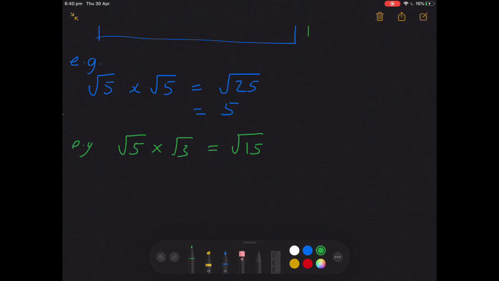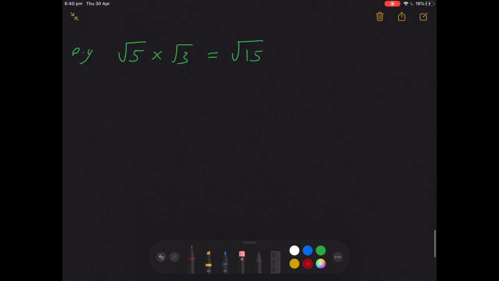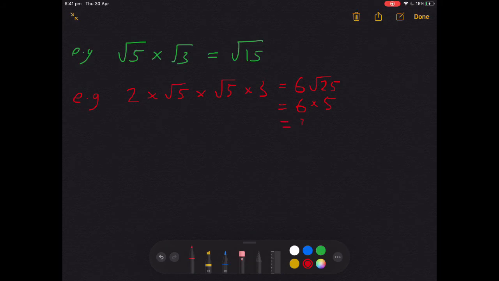We'll do one final example. I'll do it in red. We'll go 2 times root 5 times root 5 times 3. We can multiply the number bits together, 2 times 3, that's 6, and root 5 times root 5 is root 25. You can simplify root 25 to 5, and then 6 times 5 is 30. Done deal.